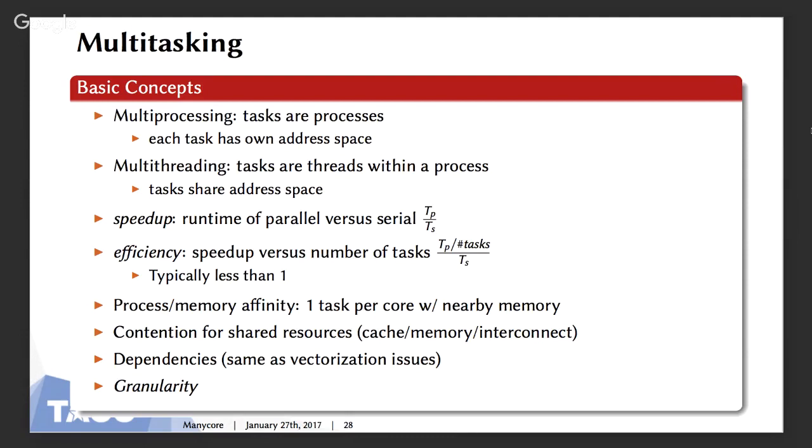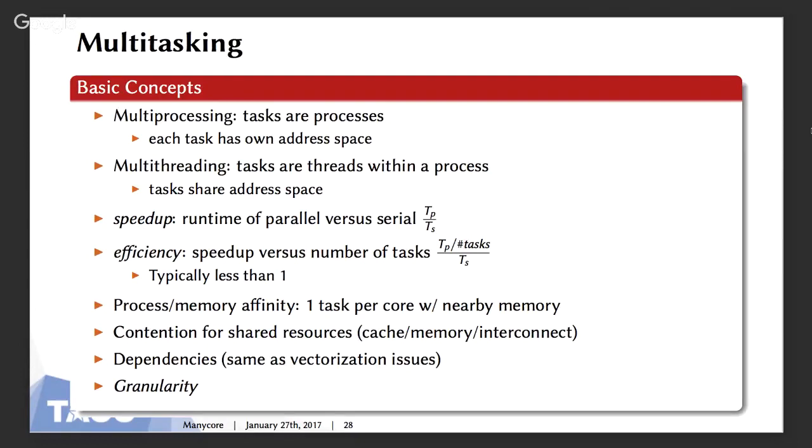Dependencies that arise in multitasking are actually very similar to the issues that you see with vectorization. The catch here is that the compiler doesn't save you from dependencies in these situations. So you can actually end up with wrong code if you parallelize parts of it without being careful about dependencies.